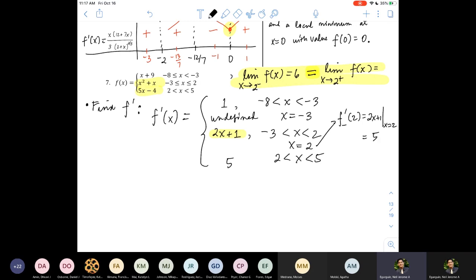Plugging in x equals 2 to the derivative, we see that the derivative would be 5 coming from the left. And then let's look at the derivative coming from the right. It will depend on the derivative of the right function, and oops, it's also 5. They are equal to each other. Therefore, the derivative at x equals 2 is also equal to 5.